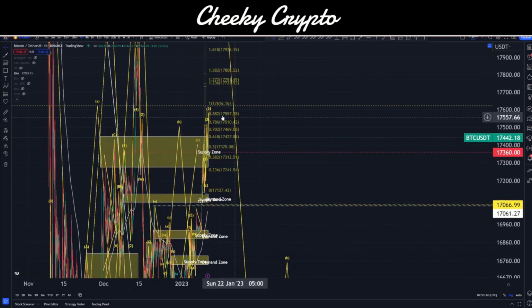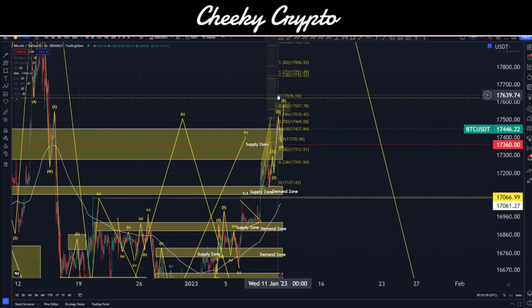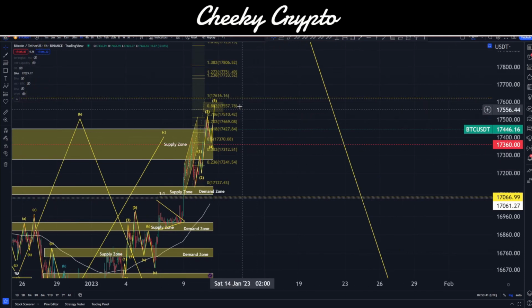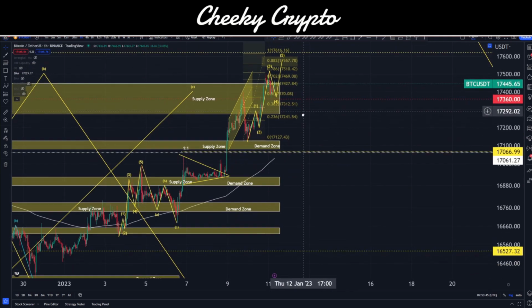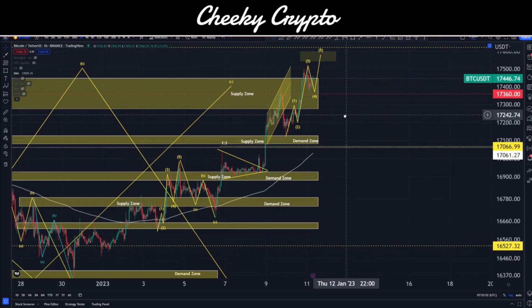So if we do come up into that 1-to-1, then what we're doing is testing the June low. Support becomes resistance here in January, essentially. That's going to be interesting. Keeping an eye on that. So 17,600 is kind of the upper limit there, I guess.